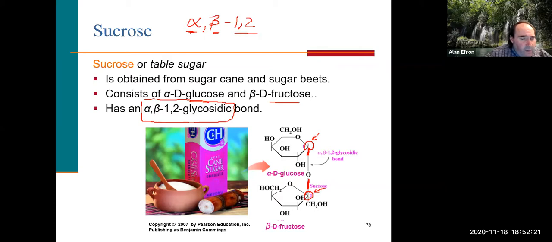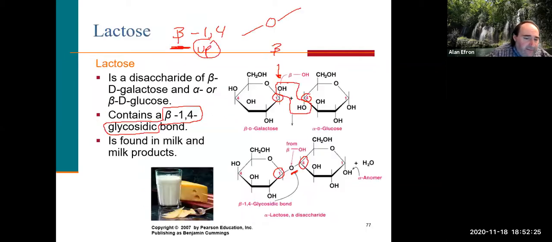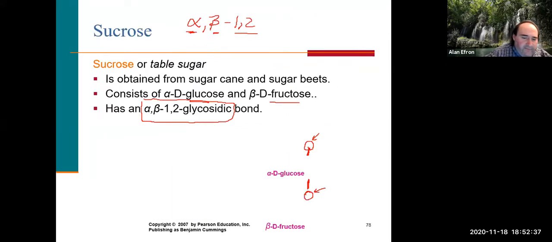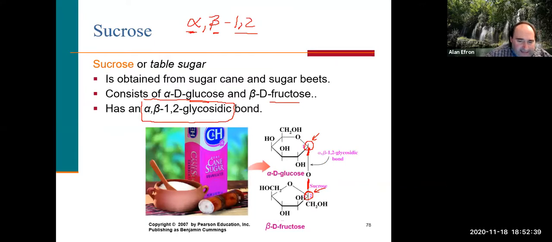Alpha, beta, 1, 2. We don't have the 2 symbols, alpha and beta, in these guys because this guy in the previous one is the alpha carbon and is not the one that's involved in the bond. But on this guy, when we're dealing with fructose, it is the carbon that is either the alpha or beta carbon, just like this guy is the alpha or beta carbon.